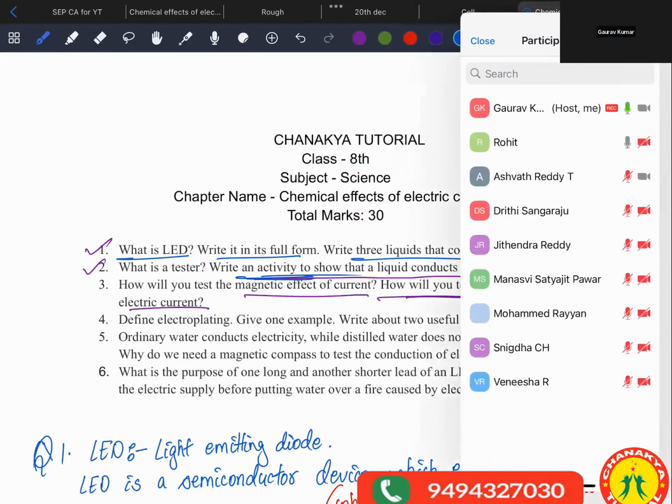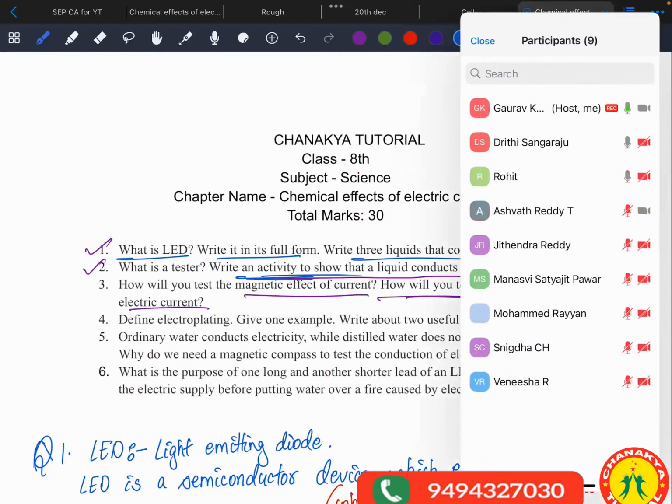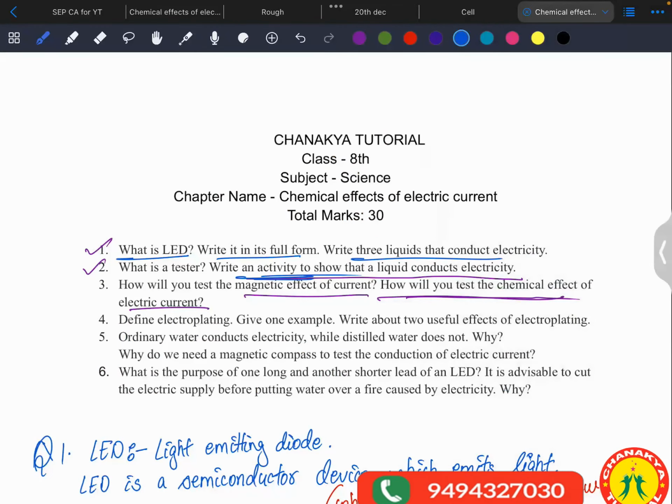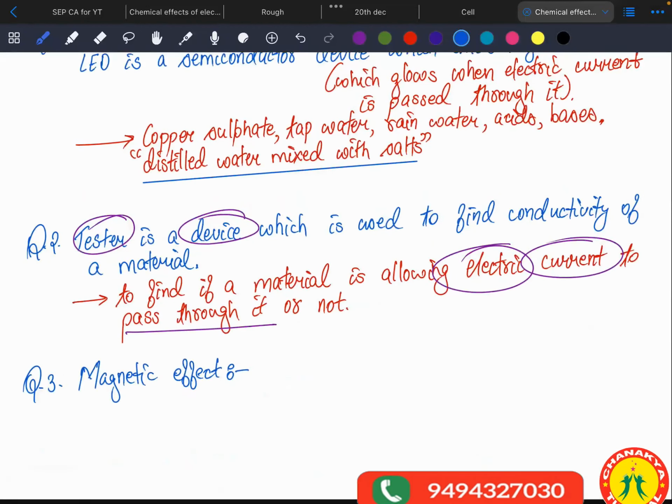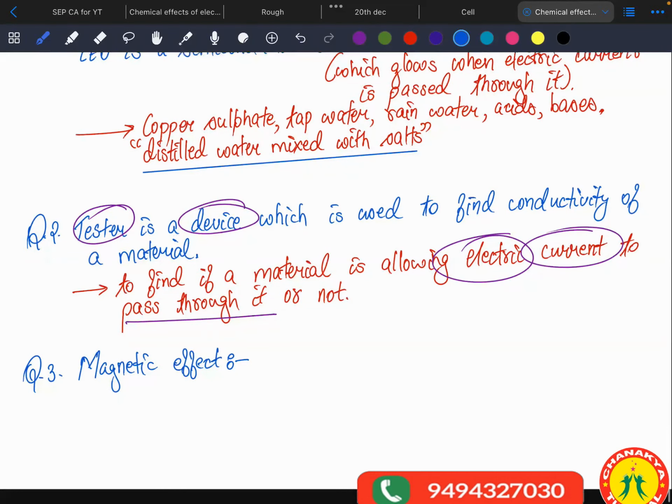Yes, who was saying something? Sir, for chemical effects, we can write about electrolysis or electroplating, right? Yes, you can write electroplating. That is a perfect example of chemical effect. You can write electroplating, in which a chemical effect takes place and a new kind of substance is formed.